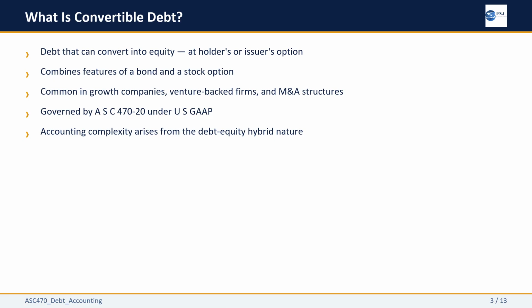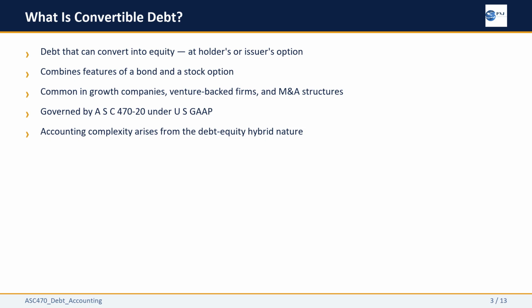Here is the key thing to understand about convertible debt. It is a hybrid instrument. It starts as debt, but it carries an embedded right to convert into equity. That right belongs to either the holder or the issuer, depending on the terms. Because it straddles the line between a liability and equity, it has always been a tricky area to account for under US GAAP. Accounting Standards Codification 470-20 is the primary guidance.